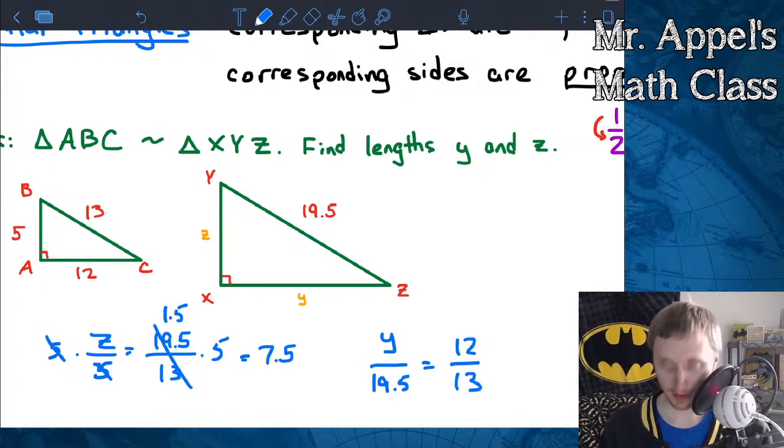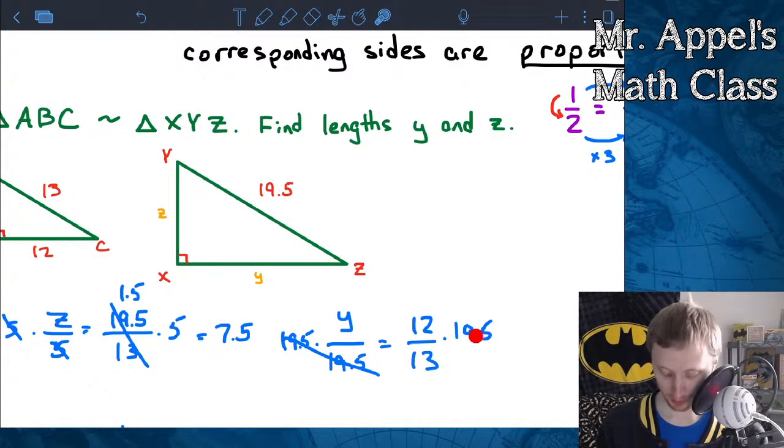12 over 13. So that horizontally, I have the corresponding Y to 12, 19.5 to 13. Just like we had corresponding sides vertically here, now my correspondences go horizontally there. It doesn't make a difference. You're still going to multiply both sides. And if the 12 had been down here, I'd be multiplying by 12. So it would just switch positions here, which doesn't change the multiplication. It's commutative that way, right?